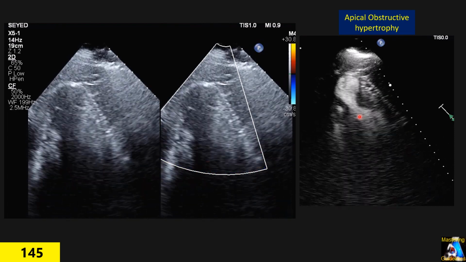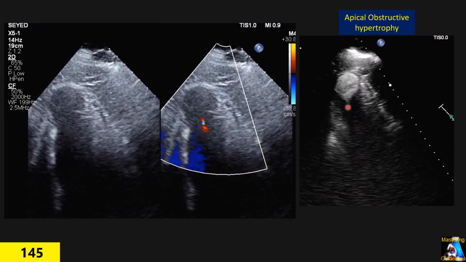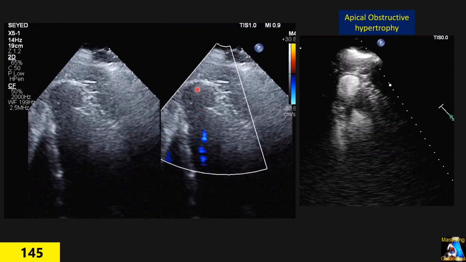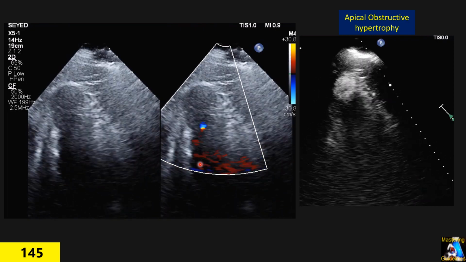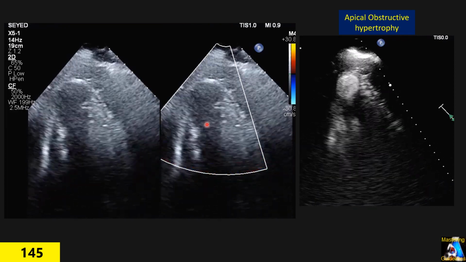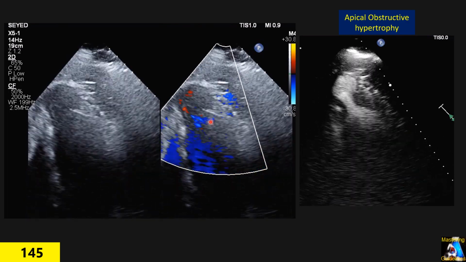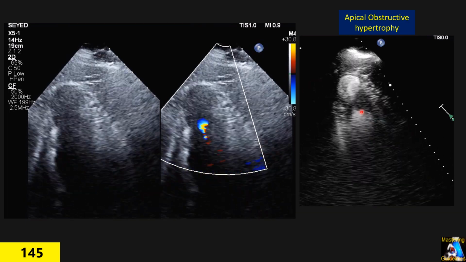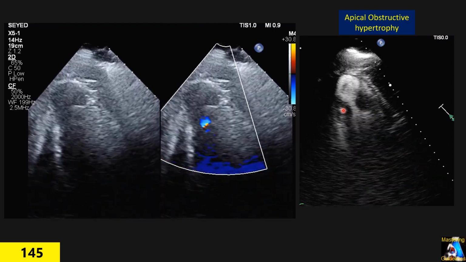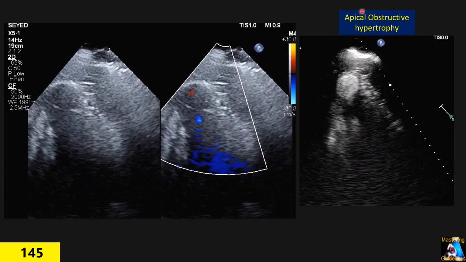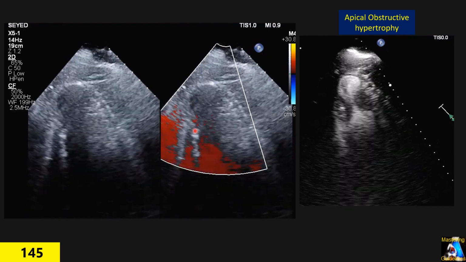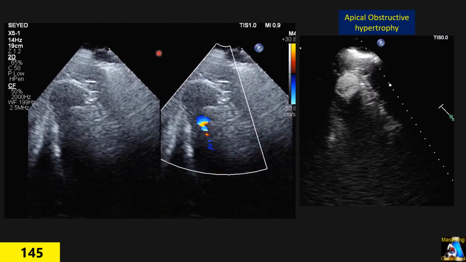This characteristic is very easy to appreciate with Definity and here in the color Doppler, and if you put continuous wave here, you can see a classic dagger-shaped pattern at this level. This patient didn't have any of them, and you don't see any hypertrophic band that causes obstruction at this level. So apical obstructive hypertrophy and an aneurysm due to it has been ruled out by this simple finding.